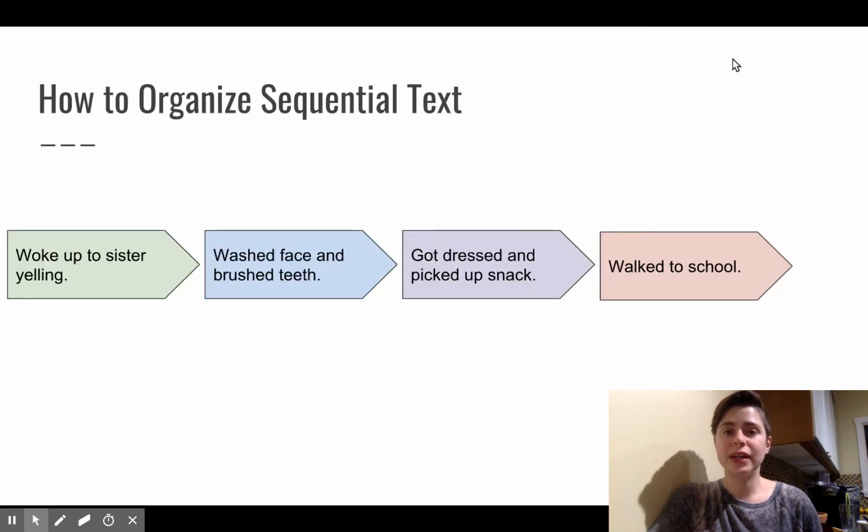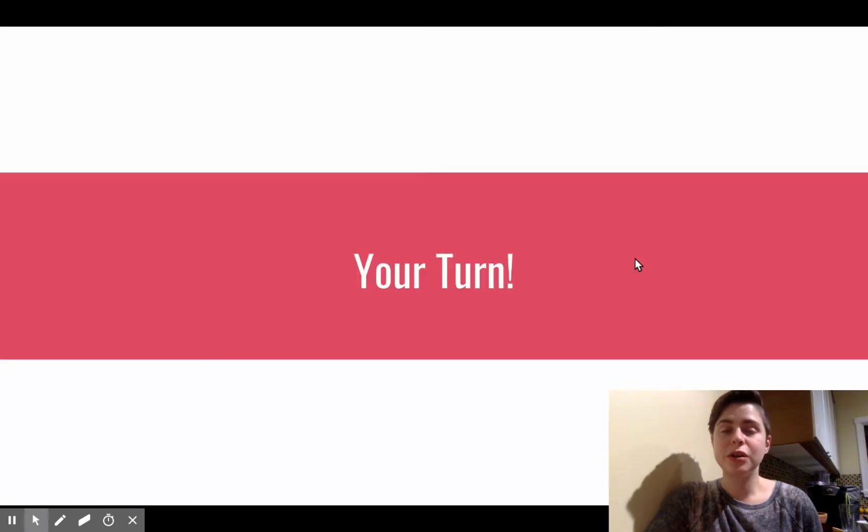So when you organize sequential text, you break it down in organizers that look something like this, with different arrows pointing to each event in the series. Starting with waking up to your sister yelling, moving on to washing your face, then getting dressed, and finally walking to school for this example that we've been going over. So now it's your turn.